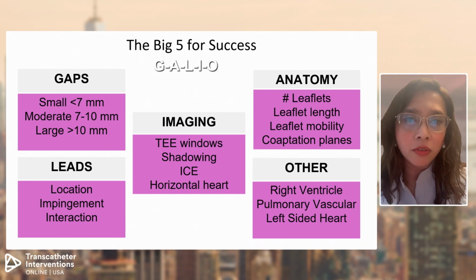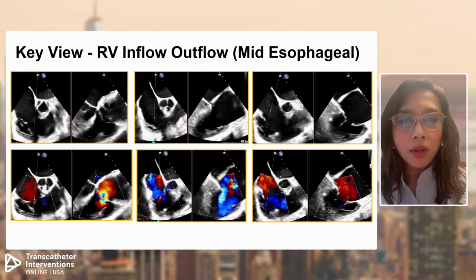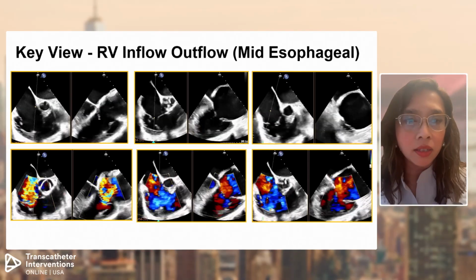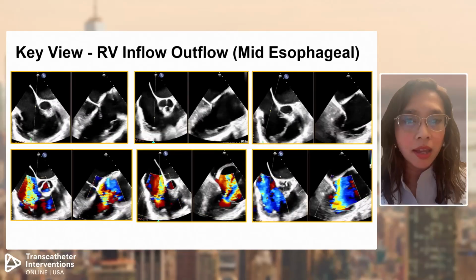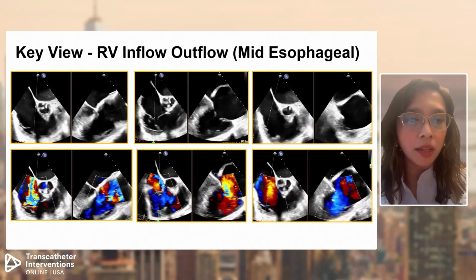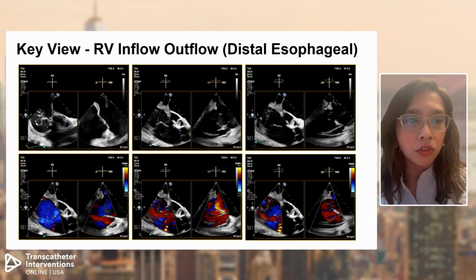And the mnemonic that I always use in my current practice is Galileo. Next slide. And so, as Edwin has highlighted, the key thing is the RV inflow-outflow view for planning during TEE. If you can't get it in the mid esophageal view with color and no color, next slide, please, you can always use the distal esophageal views.